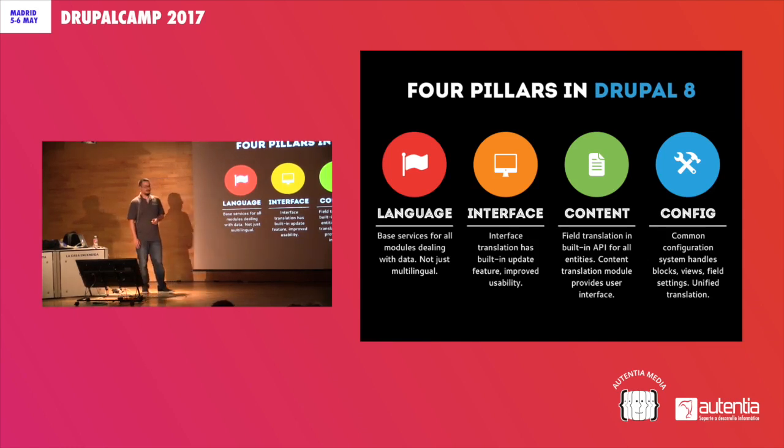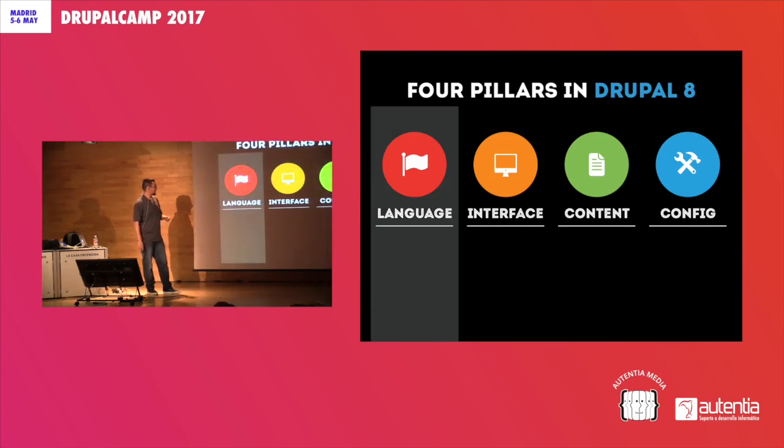And then we have the config translation module. The configuration management changed a lot in Drupal 8, and it's really powerful now. And from the beginning, we made sure that there was a way of translating your configuration. So you can translate your views, or you can translate your content types. You can translate everything on your system, and also your site name, or your forms.